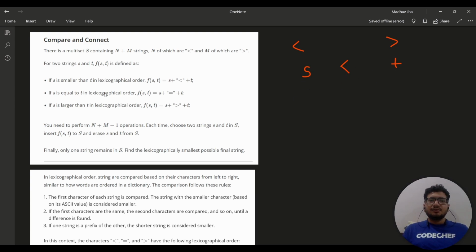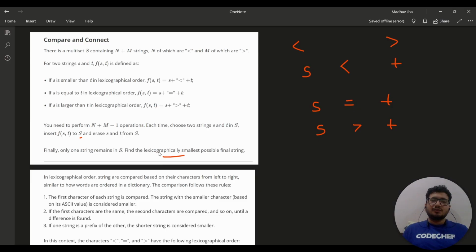If S is equal to T, you can guess it, it will be S concatenated with equal and T. And in case S is larger than T, it will be S concatenated with greater than and T. We need to perform such n plus m minus 1 operations, and each time we choose two strings S and T from this multiset, insert the function of S and T into our multiset, and erase the original S and T that we chose. Finally, only one string will remain.